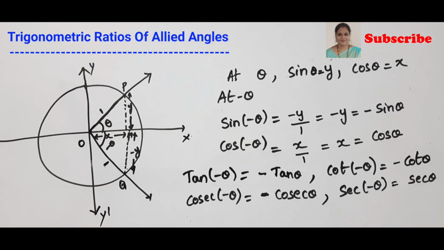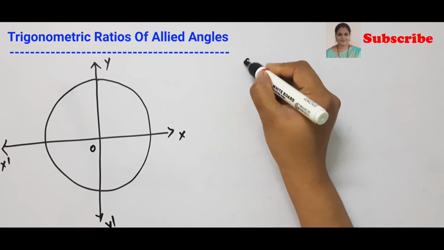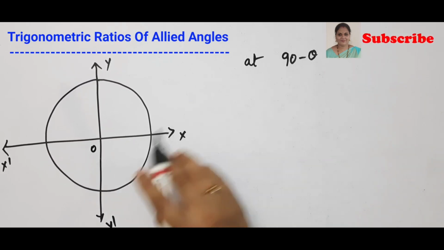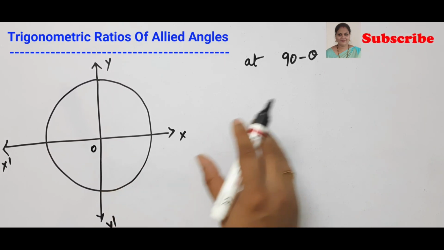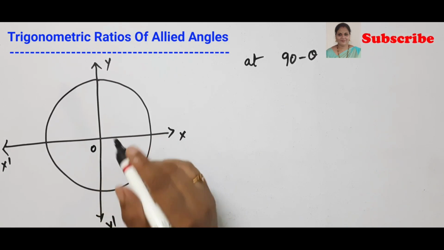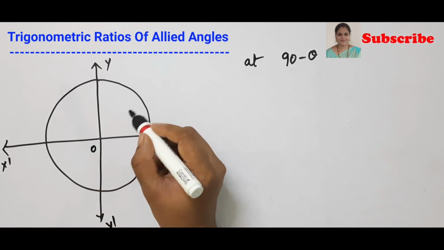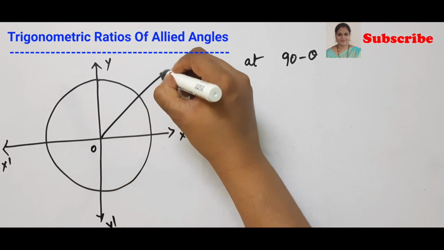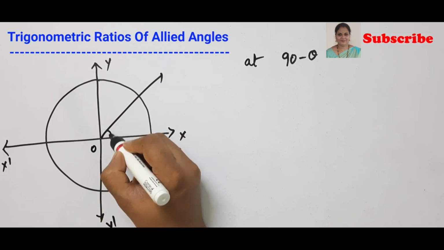Now let us study the trigonometric ratios at angles 90 plus theta and 90 minus theta. At 90 minus theta, the angle will be in the first quadrant and the terminal ray will be making the angle here, is it not? So this is 90 minus theta.